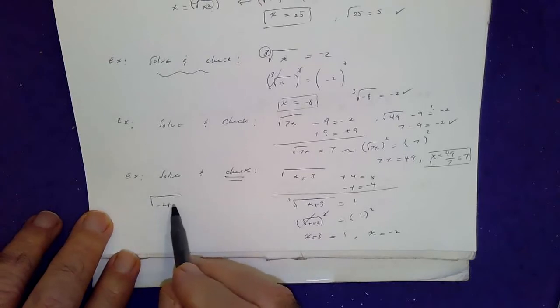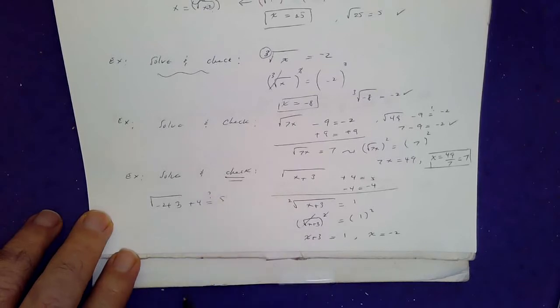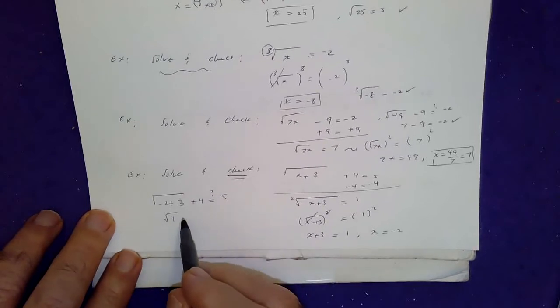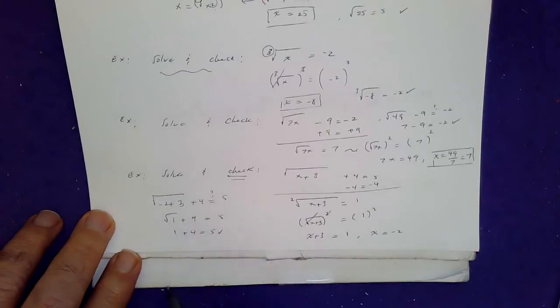Is the square root of -2 plus 3, plus 4, equal to 5? Well, this is the square root of 1. This is 1 plus 4, which is equal to 5. It checks. Do you see it? So don't forget to check.